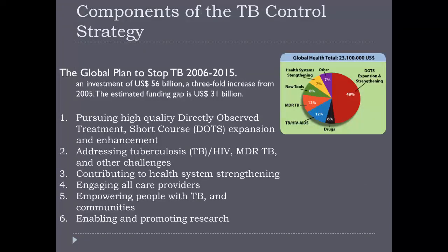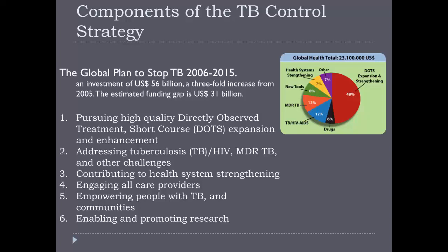So what are the components of the TB control strategy? I'm going to talk about the U.S. strategy for global TB, but a lot of countries have the same strategy. So in 2006, the United States developed the Stop TB program. It was a 10-year program that's going to end this year. Everything seems to be ending in 2015, so you'll start to see the 2016 to 2030 plans come out soon. But they invested basically $56 billion, a threefold increase from the previous one. Hopefully the next version will be a threefold increase. But yet it still has an estimated funding gap of $31 billion.